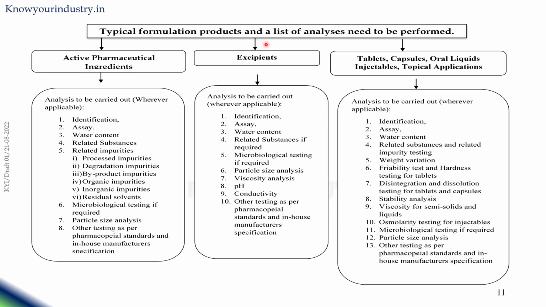What are the analyses carried out for different kinds of pharmaceutical products, pharmaceutical excipients, or the active pharmaceutical ingredients? The API will be analyzed for identification, assay, water content, related substances, impurities, microbiological testing if required, particle size analysis wherever appropriate, and if required, other testing as appropriate. Then the excipients will be analyzed for identification, assay, water content, related substances, impurities, microbiology if required, viscosity, pH, conductivity, whatever is appropriate for the particular excipient.